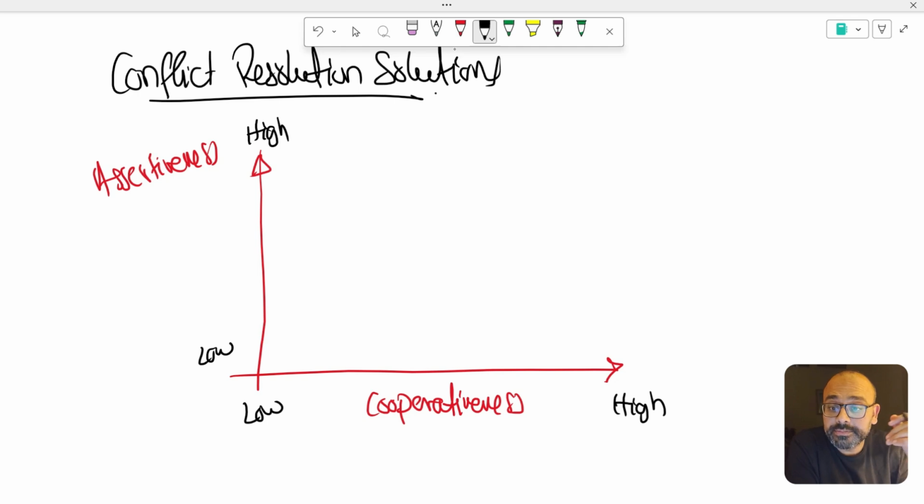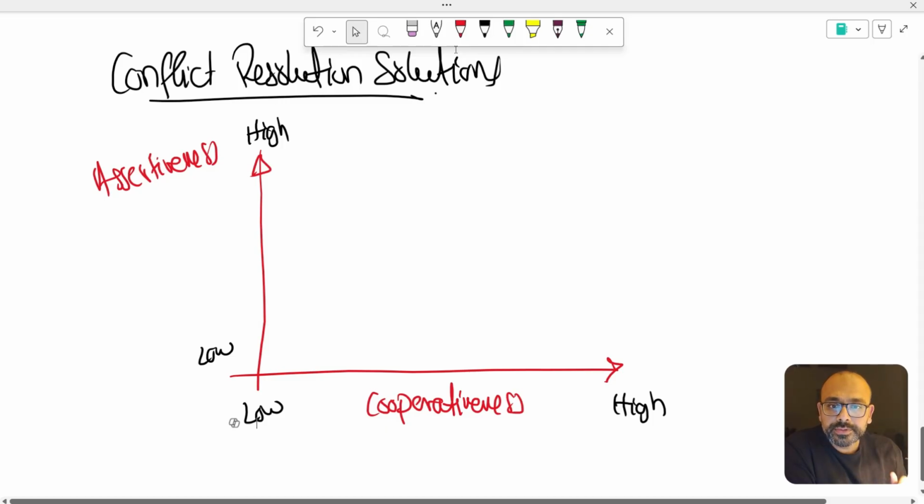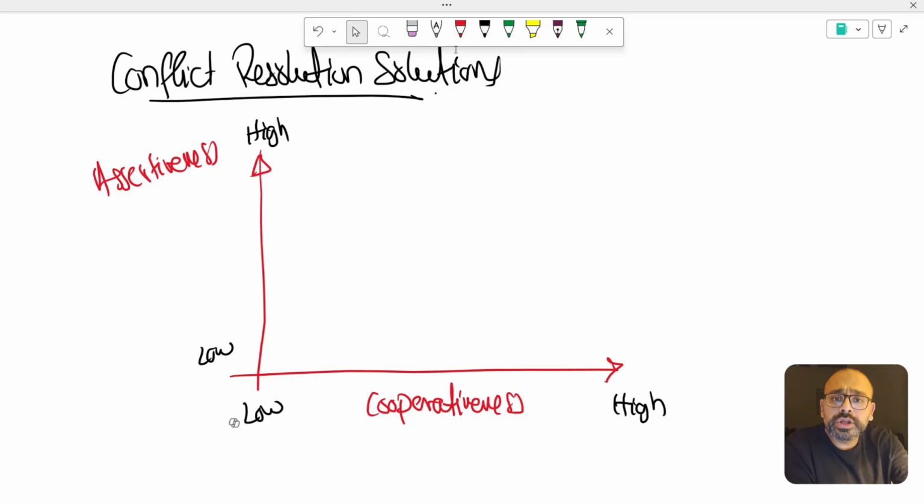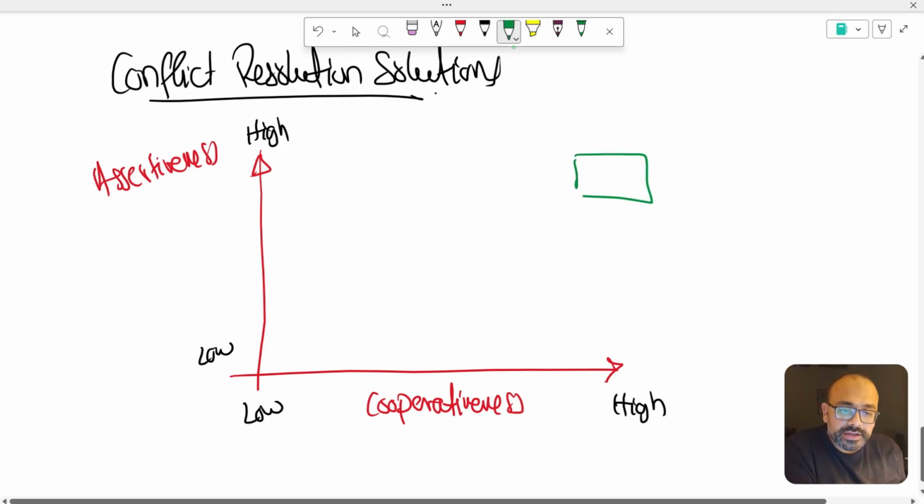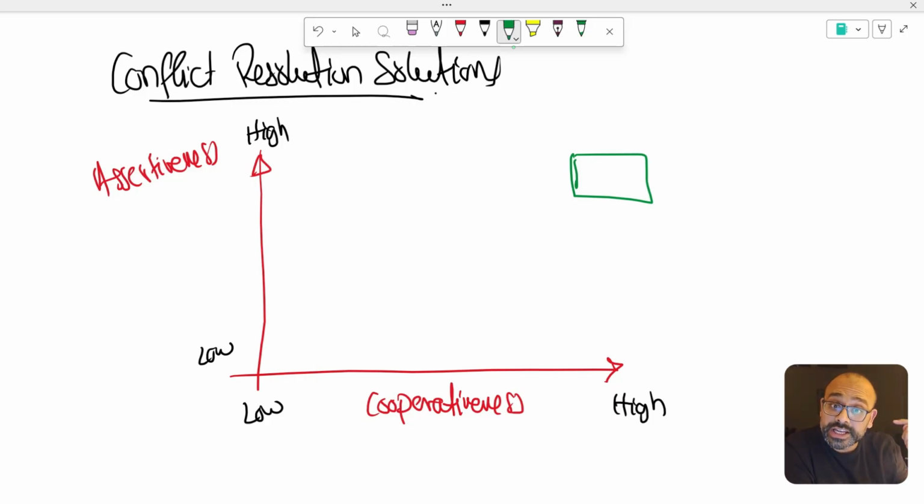What does it mean? Assertiveness means I am putting my point of view. Okay, forget about pushing. I am putting forward my point of view. Now, high assertiveness and high cooperativeness, you lie here. It means you are putting your point of view and you are listening. You are willing to cooperate with the other point of view as well. This is the green box that I have made. This is the point where collaboration takes place.